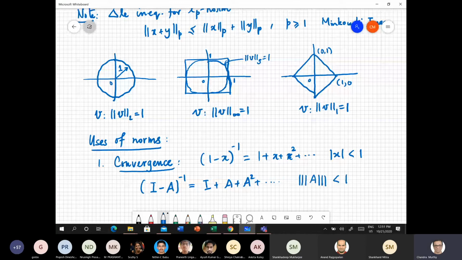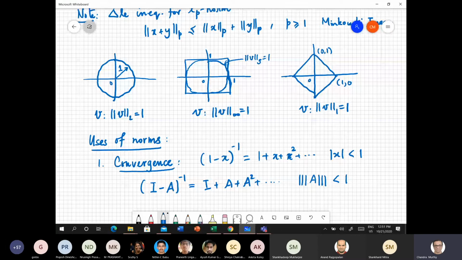And I need to tell you which norm I will use here. And it turns out that any matrix norm will do. And if you can find a matrix norm under which the norm of A is less than 1, then a formula like this can be used to compute the inverse of I minus A.